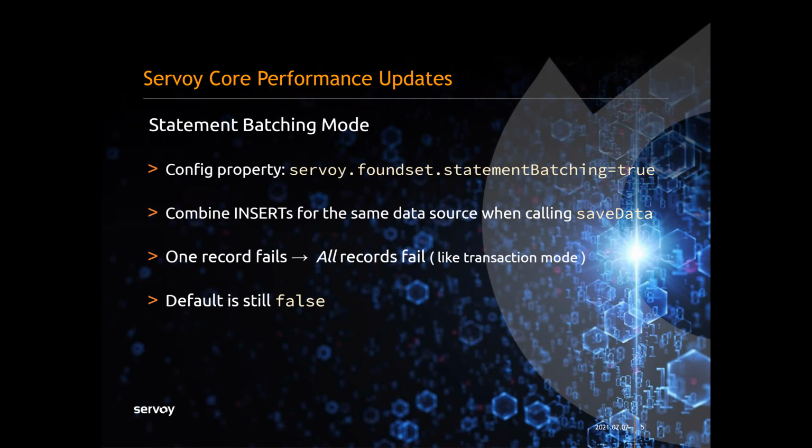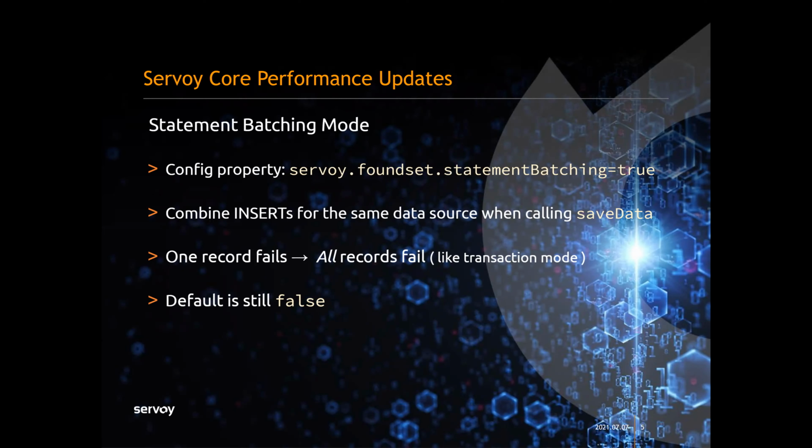So there is a property. The default doesn't change, but if you put statement batching equal to true in your properties file, then when you're saving records to the same data source in one go, it will actually treat that like a transaction and bundle those together in a bulk insert. So that can improve performance greatly for big record inserts.